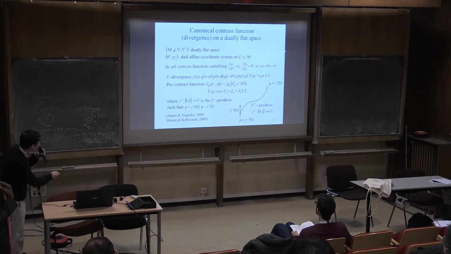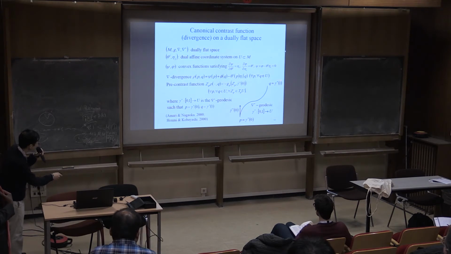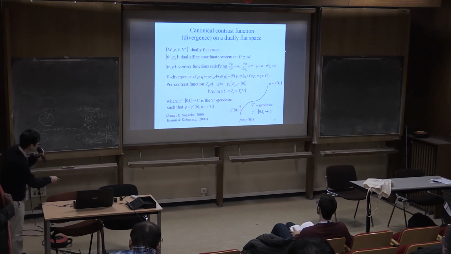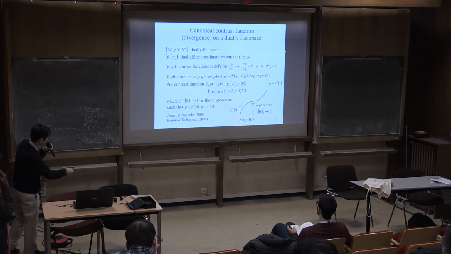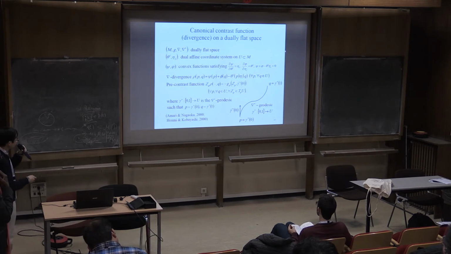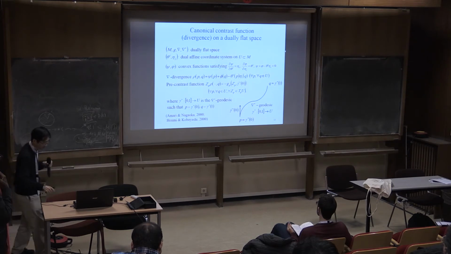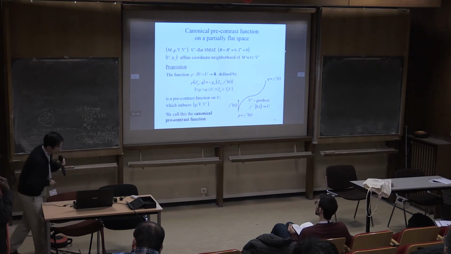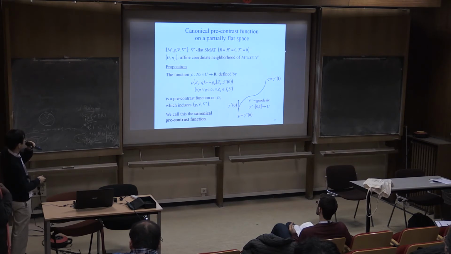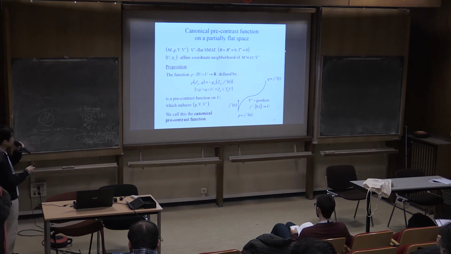And here, gamma star is called a nabla star geodesic, and gamma star dot is a tangent vector at this point. Anyway, the pre-contrast function can be written in this form. From this observation, we define the canonical pre-contrast function in the space of partially flat space.